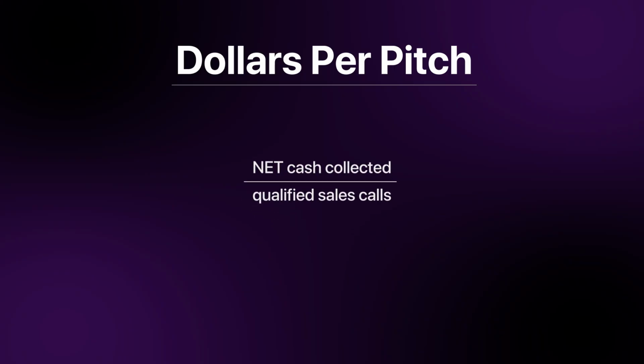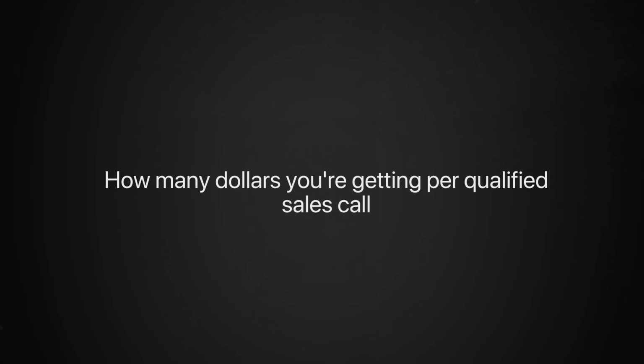The way you calculate this metric is very simply net cash collected divided by qualified sales calls. And obviously this is in a given time period. It could be month to date, it could be rolling 4 weeks, it could be 90 days. Now, what does this metric actually tell you? Well, it tells you net of refunds and chargebacks, if those are a problem for you, how many dollars you're getting per qualified sales call, which I'm calling a pitch here, but you could call it a qualified call, a qualified sales call, whatever you want.